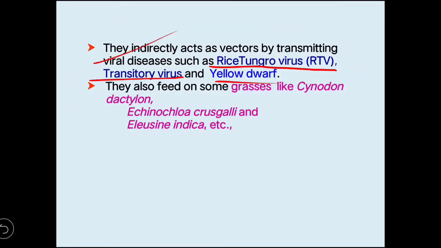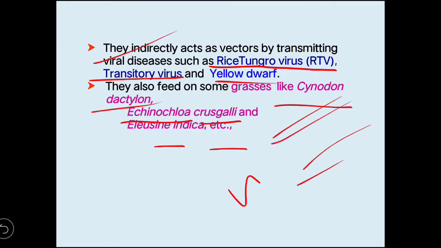Apart from rice, they also feed on grasses like Cynodon dactylon, Echinochloa crusgalli, and Eleusine indica. These are the grasses they also feed on. So just remember how you will control: you have to remove these grasses from the rice field.